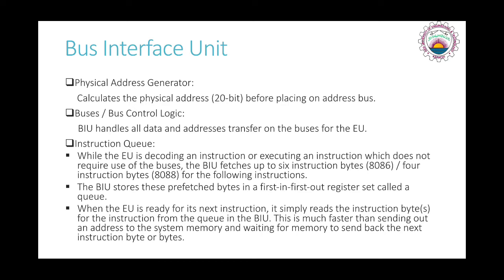The last unit present within the BIU is the instruction queue. The instruction queue is basically a shift register, a first in first out shift register. In case of the 8088 processor, there is a 4-byte instruction queue or shift register. In case of the 8086 microprocessor, there is a shift register of 6 bytes. This instruction queue is for storing prefetched instructions from memory.